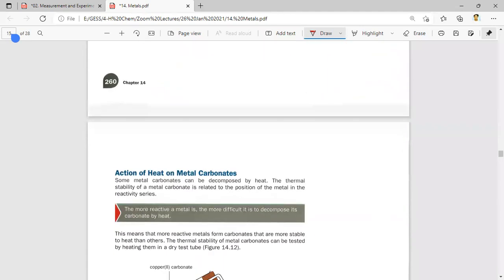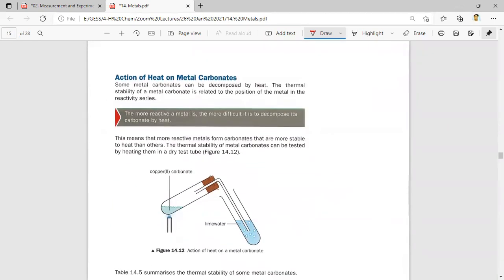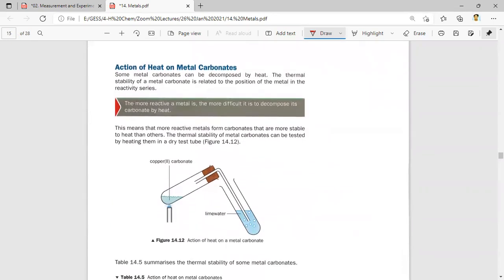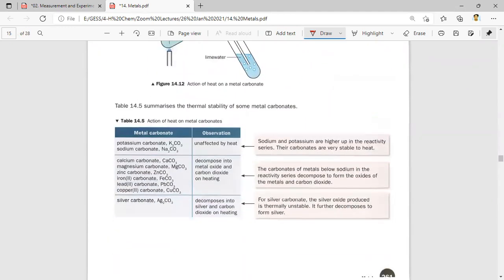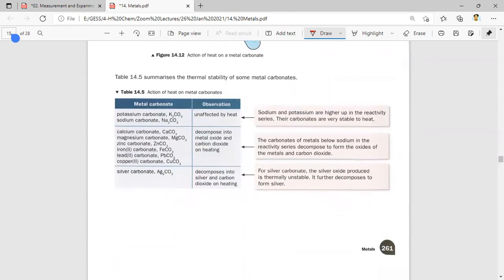So this is the whole reaction over here. The last one is action of heat on metal carbonates. So the key point is actually this part over here. The more reactive a metal is, the more difficult it is to decompose its carbonate by heat. So some of you just say, okay, I just memorize. Now, don't memorize the thing, okay? Key idea here.